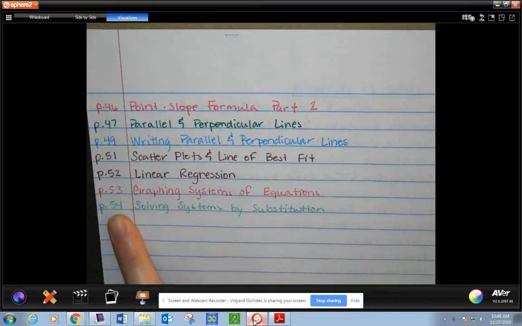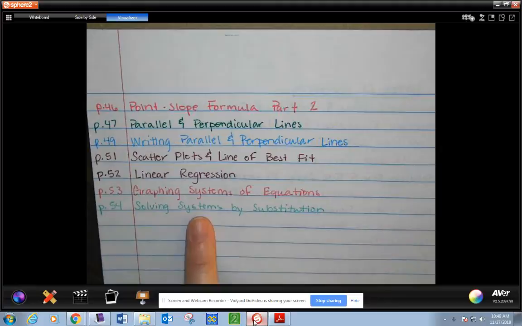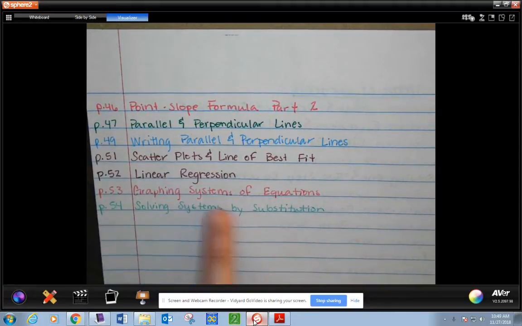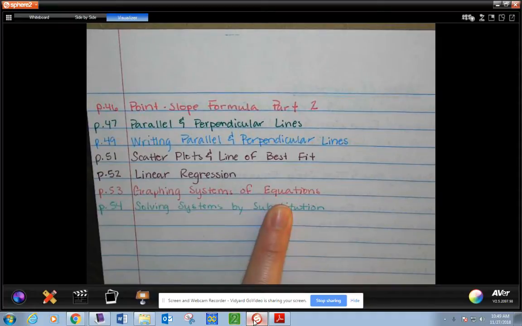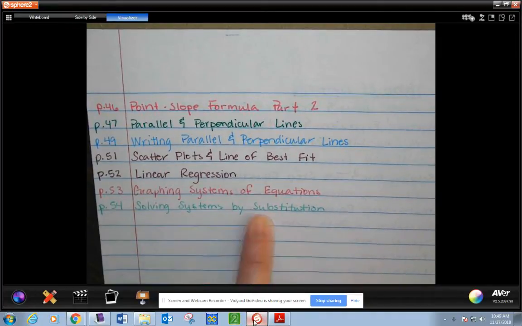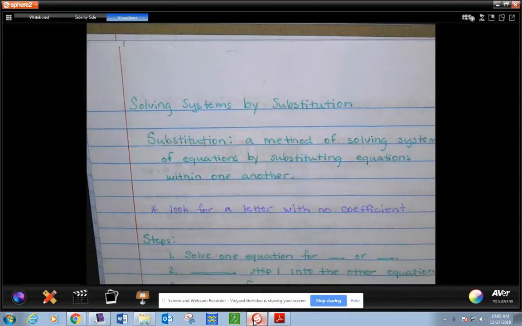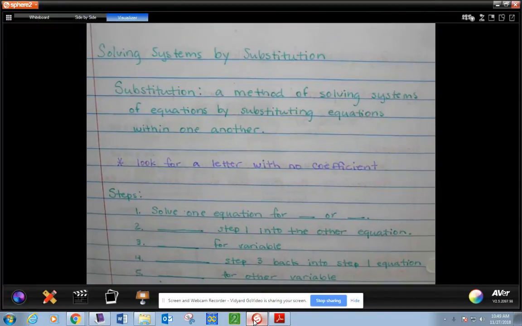Looks like we're going to be on page 54. We're going to be solving systems by substitution. Yesterday we did graphing systems of equations, so we solved them by graphing, and today we're going to solve them by substitution. So go ahead and write that in your notebook, and then turn on over to page 54, and here we go.